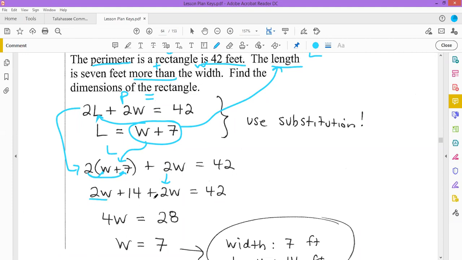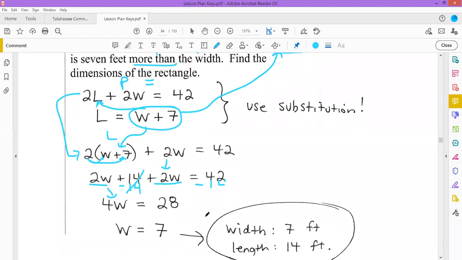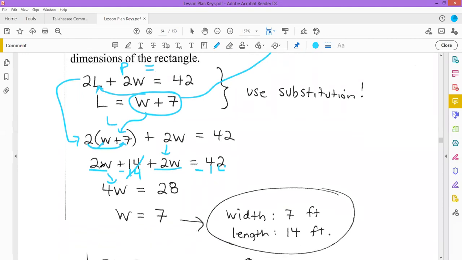Now we're going to combine these like terms on the left side of the equation. 2W plus 2W gives us 4W. And this 14 we'll subtract from both sides of the equation. On the left side, the 14's cancel. We'll get 4W equals, on the right side, 42 minus 14 gives us 28. So lastly, we're going to divide both sides of this equation by 4. The 4's will cancel on the left side, leaving W equals 28 divided by 4, which is 7. So this is our width.